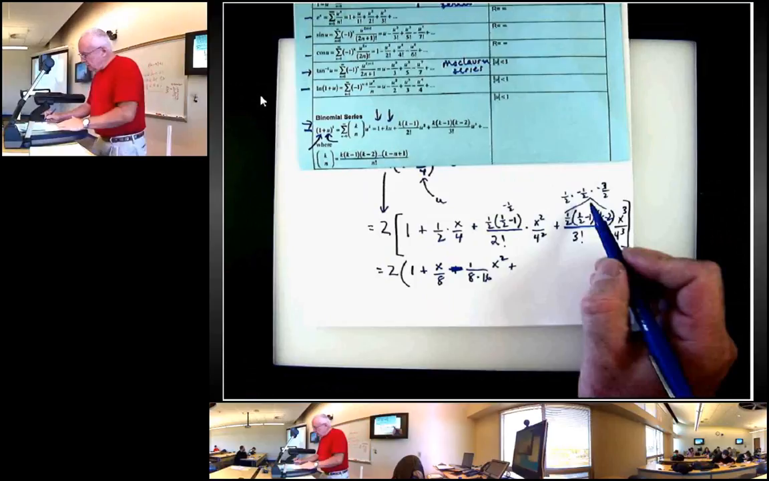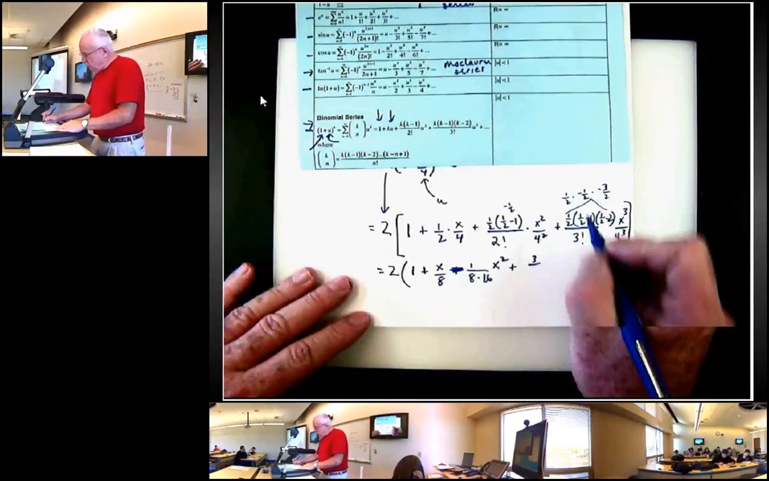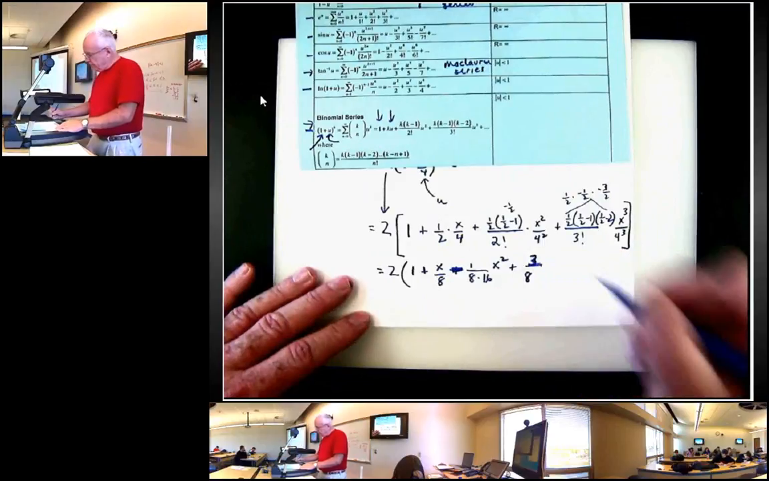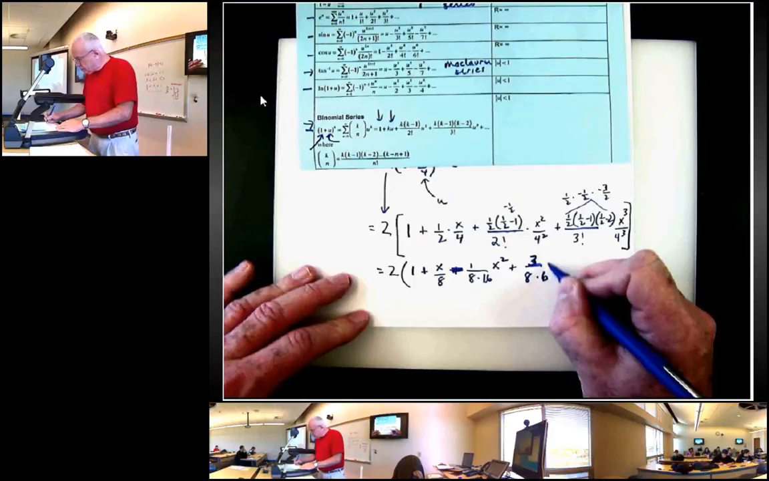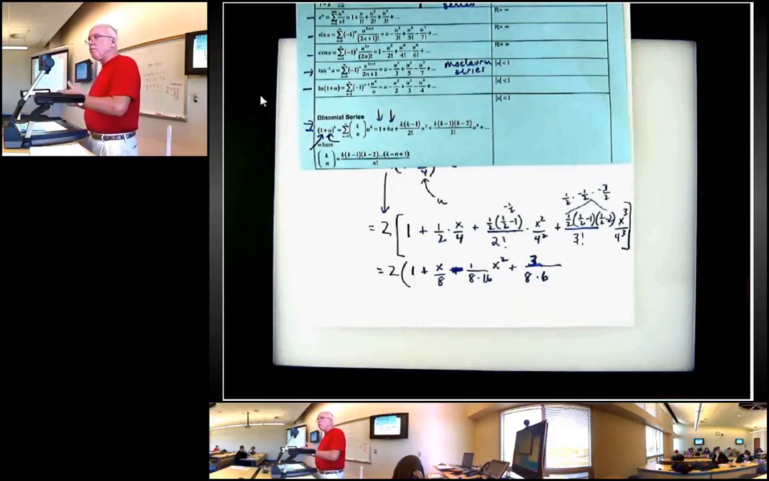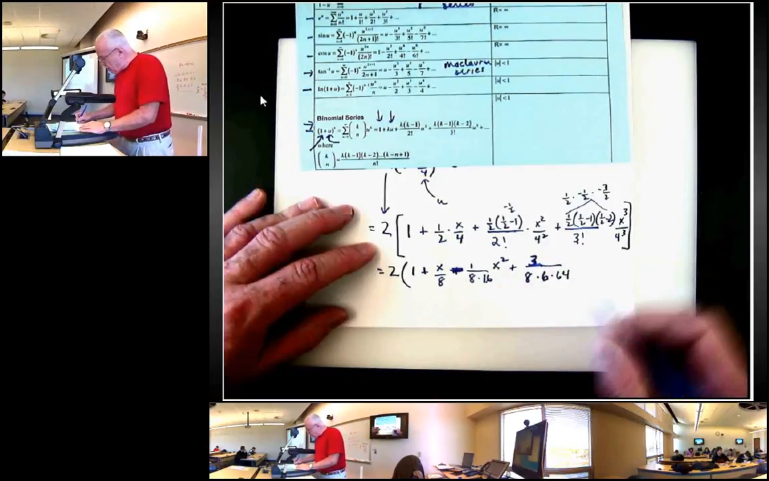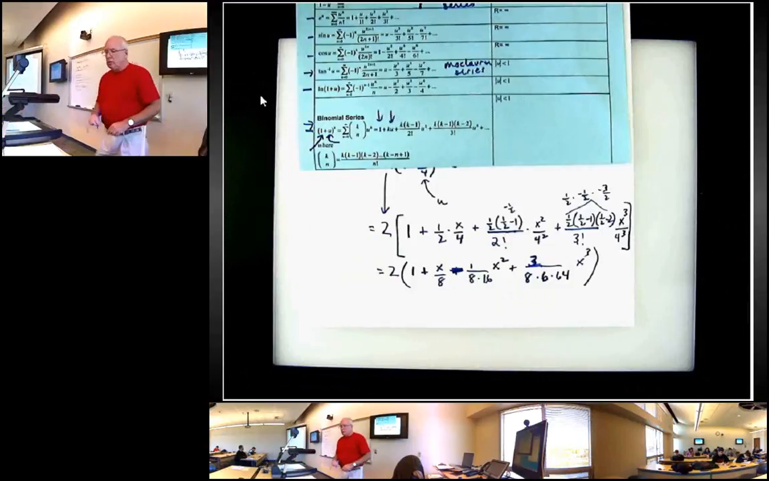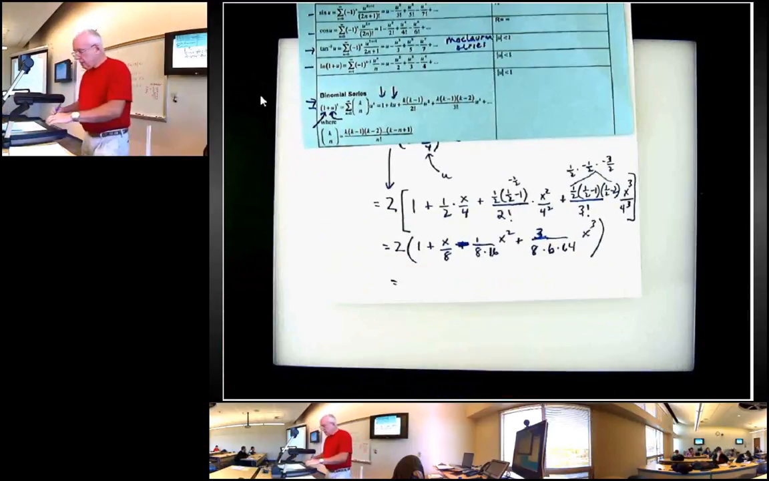That's going to be 2 negatives get a positive. So that's going to be 3 over 2 is 8. So it'll be 3 over 8. And then I have 3 factorial, that's a 6. And then I have 4 to the 3rd power, that's 64. All right. And that's all multiplying x to the third power. All right? So a little bit of arithmetic here. So let's finally get this thing finished.